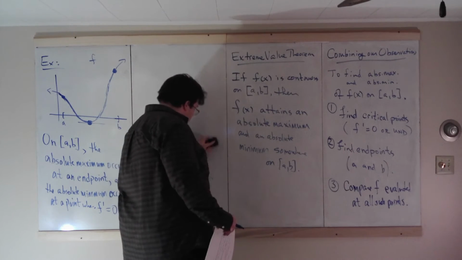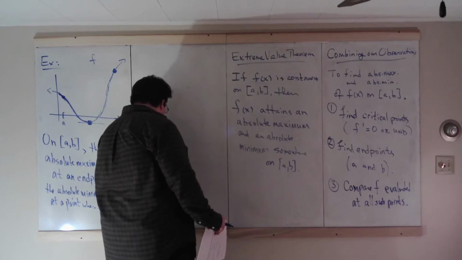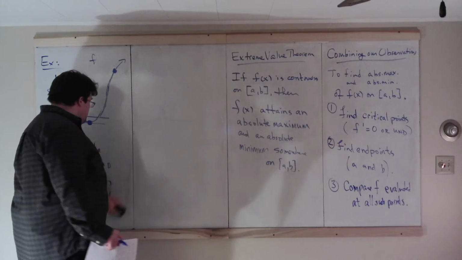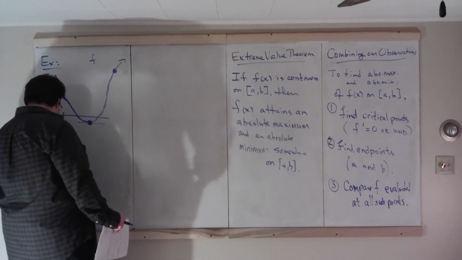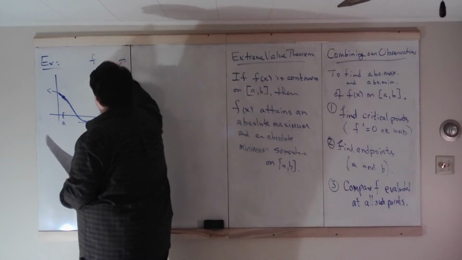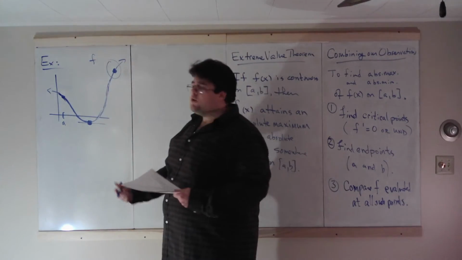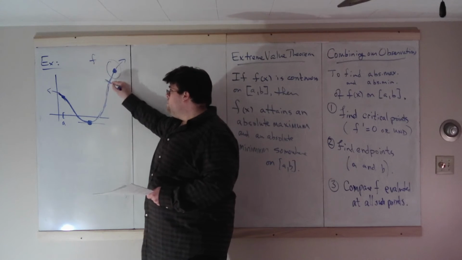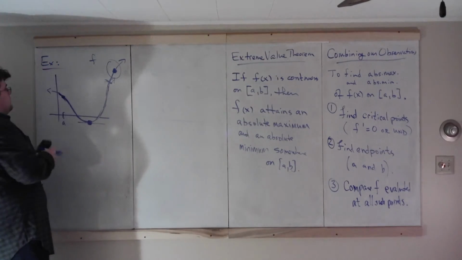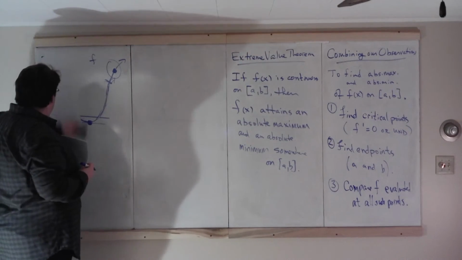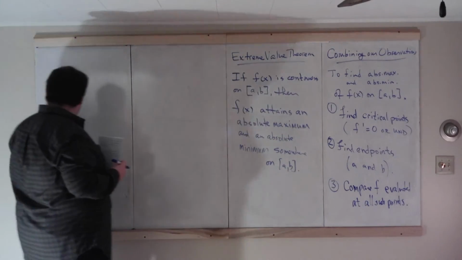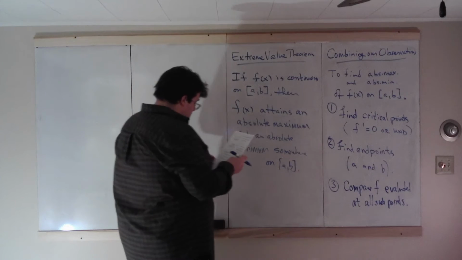Notice we are looking at a closed interval, a to b. If we took an open interval, there wouldn't necessarily be an absolute maximum or an absolute minimum. For example, up here, if this were open, there wouldn't be a largest value. Pick a largest value, well, you could always get larger. In that case, there would be no absolute maximum. But if it's closed, there will be.